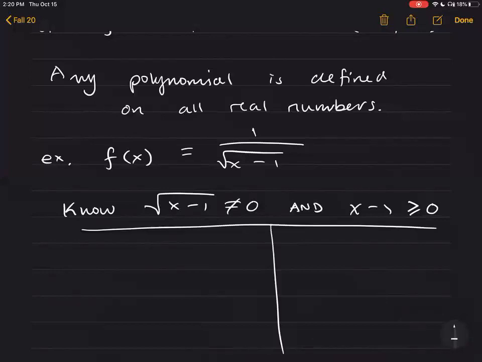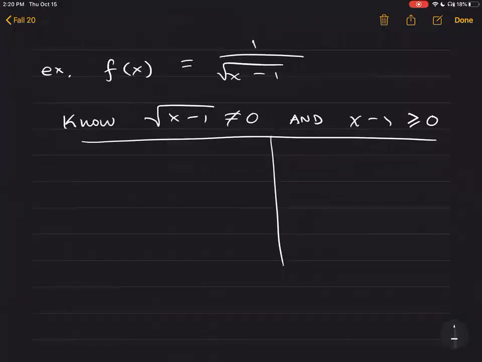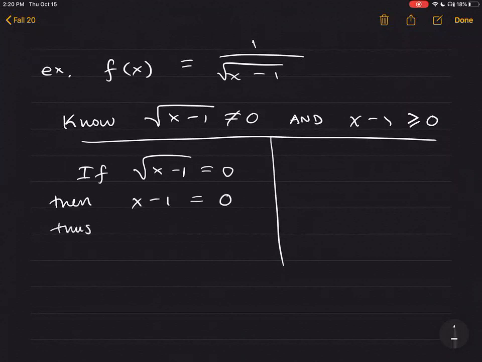All right, so let's split this up. Let's look at the first one. If we did have this bad one where the square root was equal to 0, then that would mean, if we square both sides, x minus 1 equals 0 squared, which is 0. If we add 1 to both sides, x equals 1. So we know that if we don't want this to happen, x can't be 1.